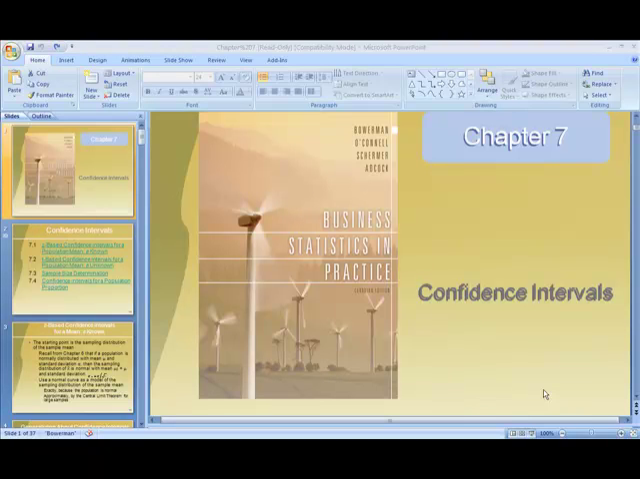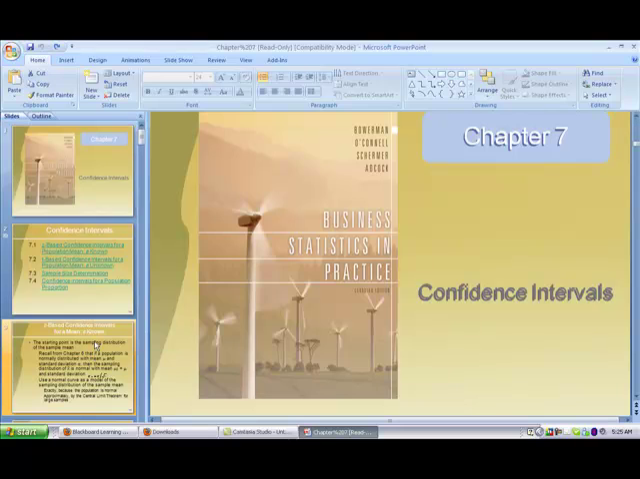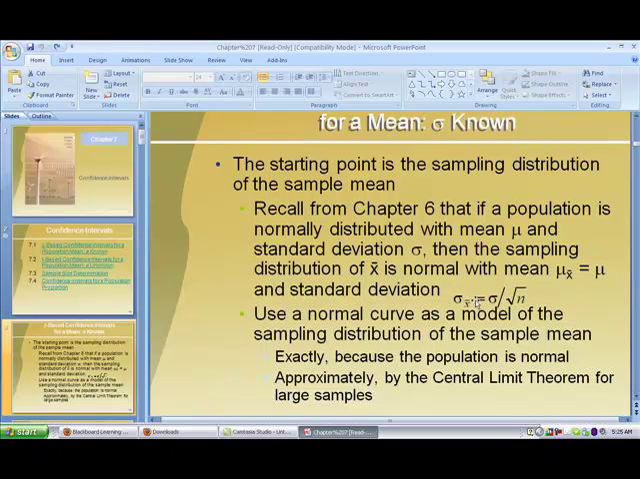So I'm going to be doing chapter 7 today, just section 1, which is Z-based confidence intervals for the population mean, where the standard deviation is known. Just remember that we need to convert the standard deviation into the standard deviation of the sampling distribution. This is from chapter 6, so if your memory is kind of foggy, just go back and look at it. It'll only take 30 seconds to refresh your mind.